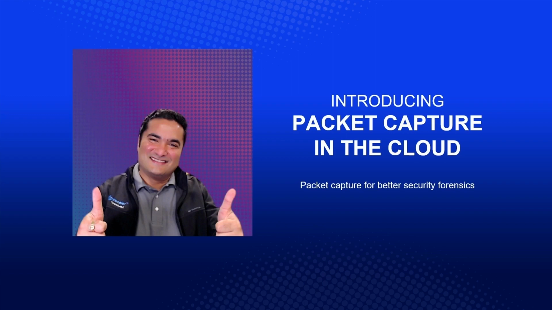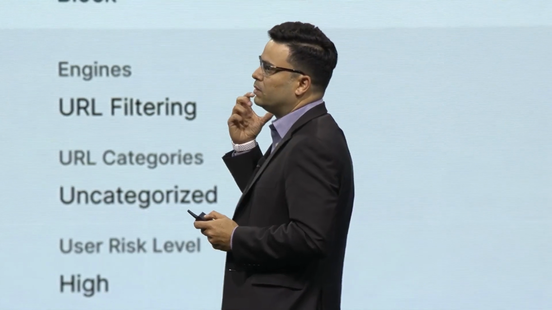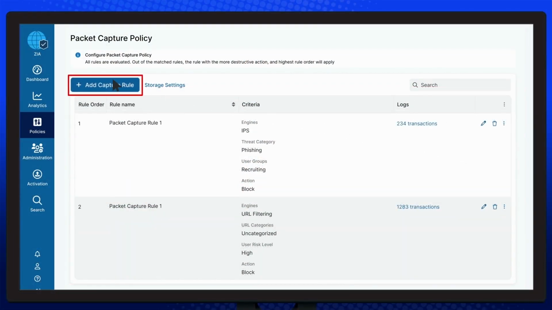And this could really up-level your security in terms of forensics that you want to do on top of all the metadata, all the logging that Zscaler provides to you. So it's pretty simple. You will be able to create a packet capture rule, either in URL filtering rule set or in our firewall IPS rule set.